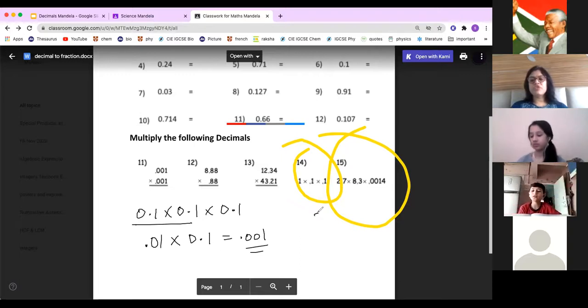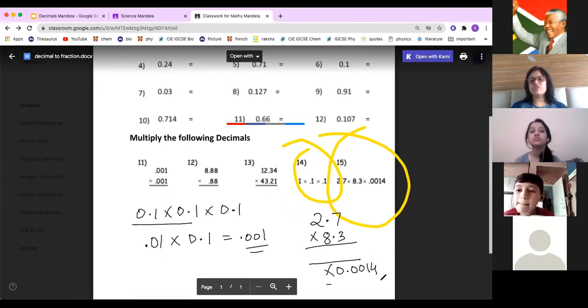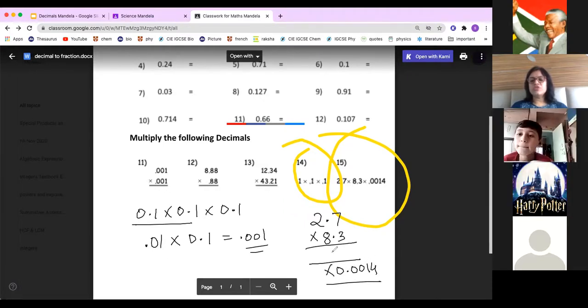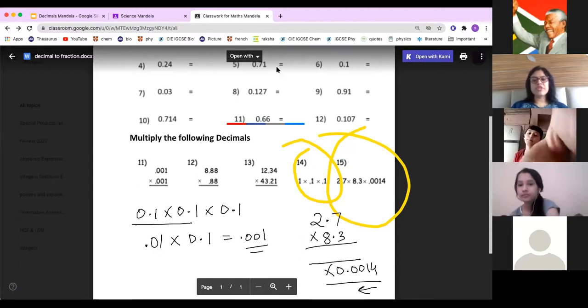And the fifth one. Ma'am, for the 15th one, you will have to multiply 2.7 and 8.3. So first multiply this, put decimal digits, and then whatever answer you get, you multiply with 0.0014. That's all. And then count the total number of decimals and shift to the left. Is it clear? Ibrahim? Yes, ma'am. Thank you. So this way you have to do. Rest everyone also complete your questions.